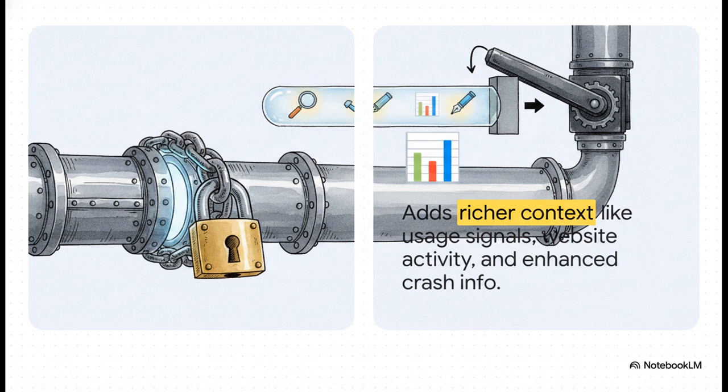On the flip side is optional diagnostic data. This adds way richer context. We're talking website activity for certain components, typing and inking recognition, tailored experiences, and even enhanced crash info that might grab a snapshot of your system's memory. The distinction here is absolutely massive. Why? Because that familiar privacy toggle in your Windows 11 Settings app really only controls the optional tier for most of us everyday users. You flip that switch off, and the required data just keeps on flowing.